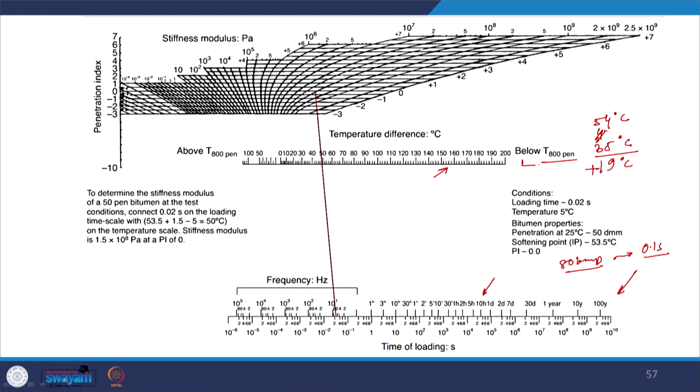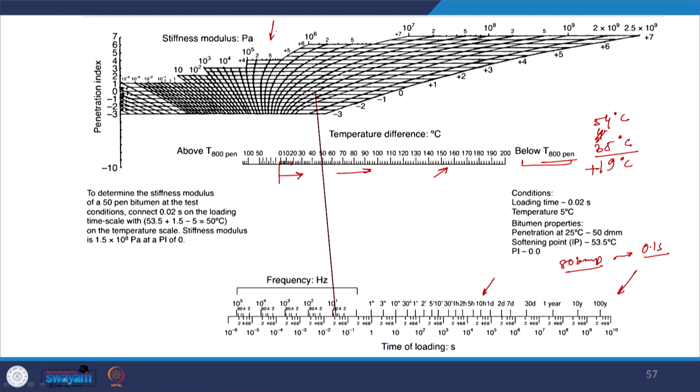So, we are looking at a temperature which is lower than the softening point. We will therefore look at the part of the scale which is on the right side of the 0. We have to mark that particular point, whatever value comes at the temperature at which we are interested to find the stiffness of the bitumen.